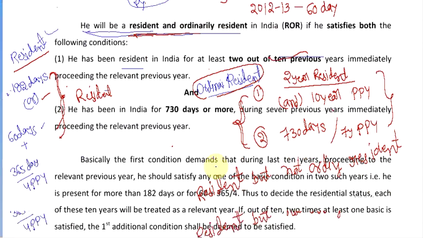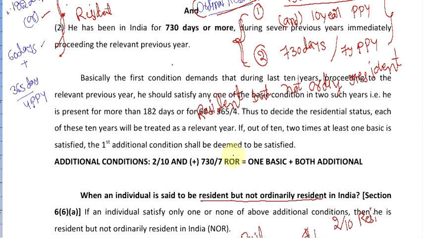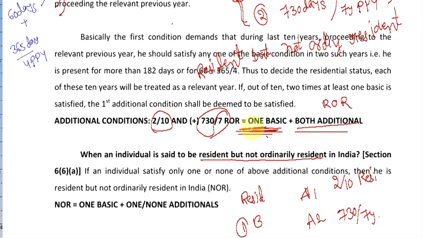After becoming a resident, we calculate whether he is an ordinary resident or not ordinary resident. For that, he must be a resident in 2 years out of 10 years, and his total stay during the 7 years must be more than 730 days. That means one basic condition and both additional conditions. If a person satisfies any one of the basic conditions and both additional conditions, he will become a resident and ordinary resident. If not, non-resident.